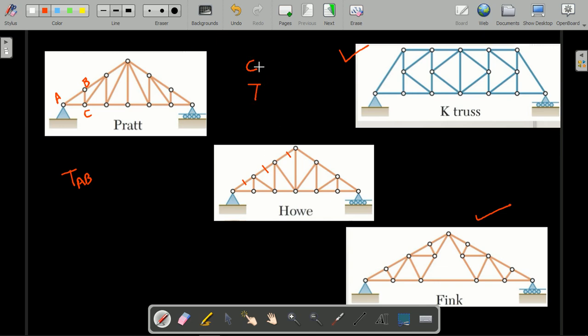So that you need to determine by using the different methods. Method of joints is there, method of sections is there. By using that you need to determine what the forces are on the different members. So that is the only thing. So these are all the representations of the trusses which we usually use.